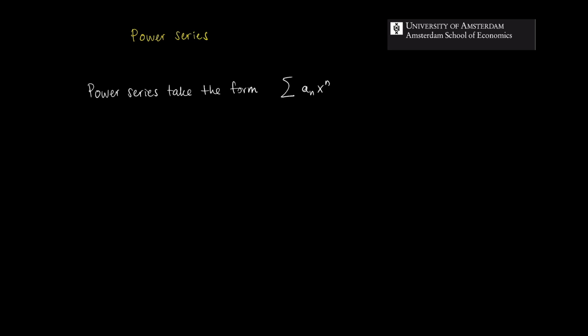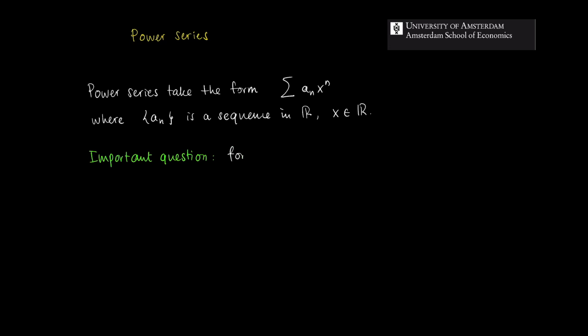So basically a power series is a sequence of partial sums in which the partial sums lead to polynomials, right? In which x is the variable. Here a_n is a sequence in R, and x is also an element of R. This is a basic idea of a power series, and one of the more important questions regarding power series is the following: for what x's is the series a_n x to the power n convergent?